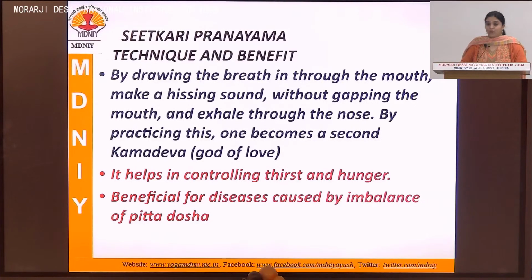It helps in controlling thirst and hunger. Both Shitli and Shitkari pranayam help in that, because they help cool down the body, and they are basically beneficial for getting relief from pitta related disorders. When there is excess heat in the body, they are highly beneficial. They should ideally be done in summer. They are very beneficial in the summer season.